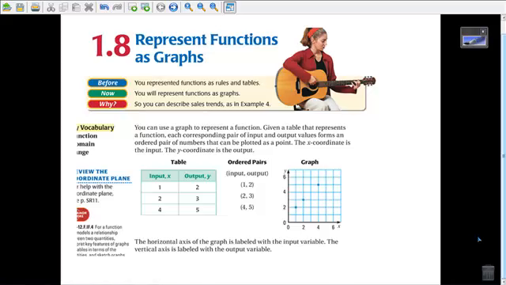Lesson 1-8 is entitled Represent Functions as Graphs. In the previous lesson, 1-7, we represented functions as rules. We wrote the equations and we put them in tables. So we can actually use a graph to represent a function.